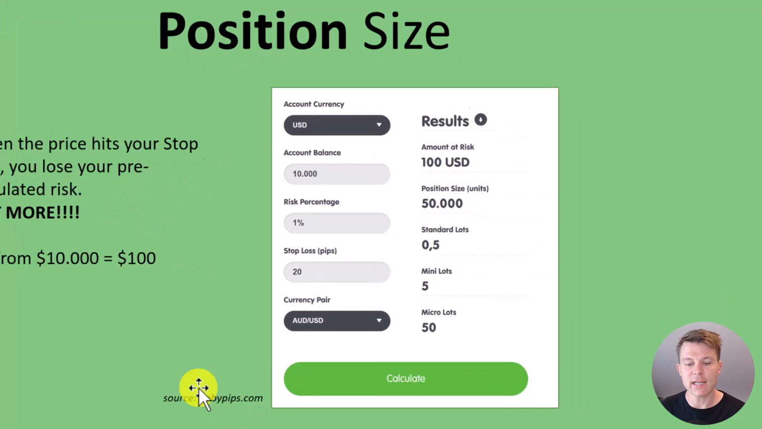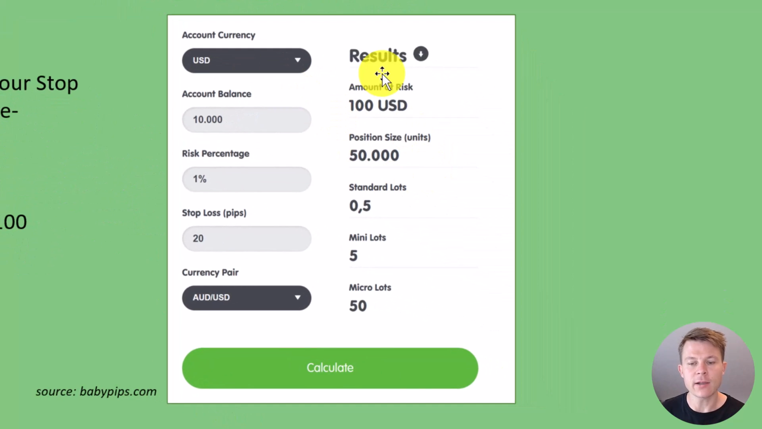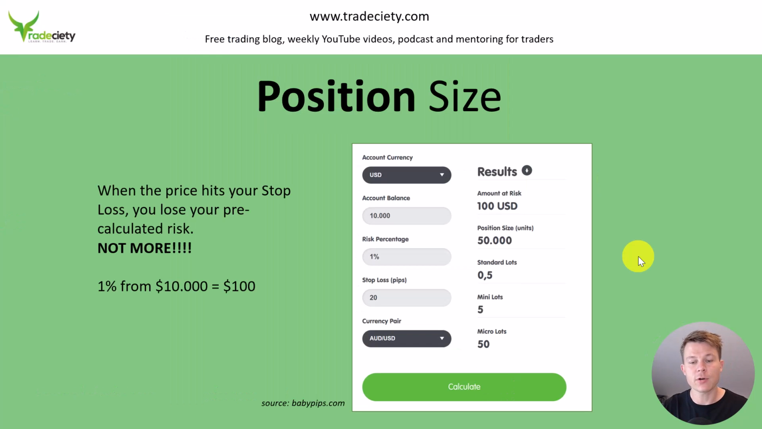But there are also things like here, the Babypips position sizing calculator. And it's super easy. You put in your account currency, the account balance, the risk per trade, and then you measure for each trade the stop loss distance in pips, and then it will show you exactly that you're risking $100, and therefore you have to enter a position with 5 mini lots or 0.5 standard lots. This is a very easy calculation, but you have to make sure that you do this for your trades so that you actually risk the same amount, and therefore you will avoid the crazy swings in your trading account.